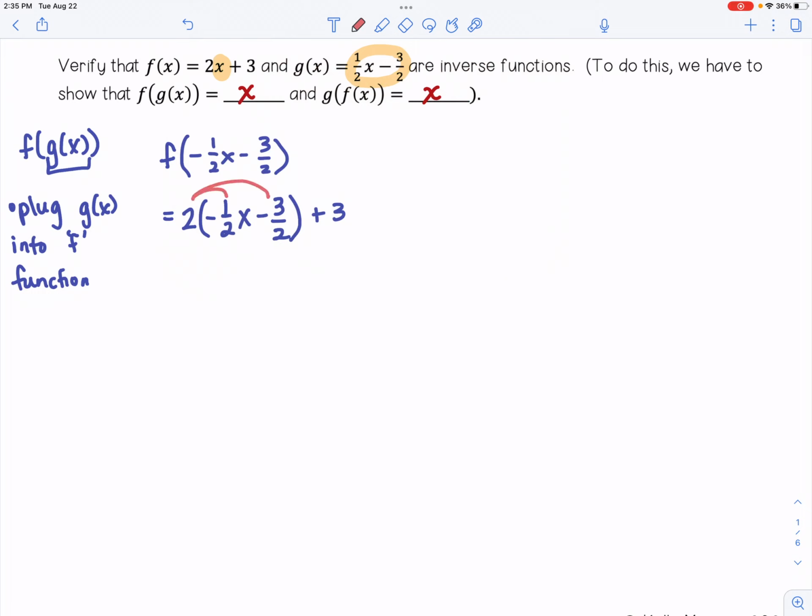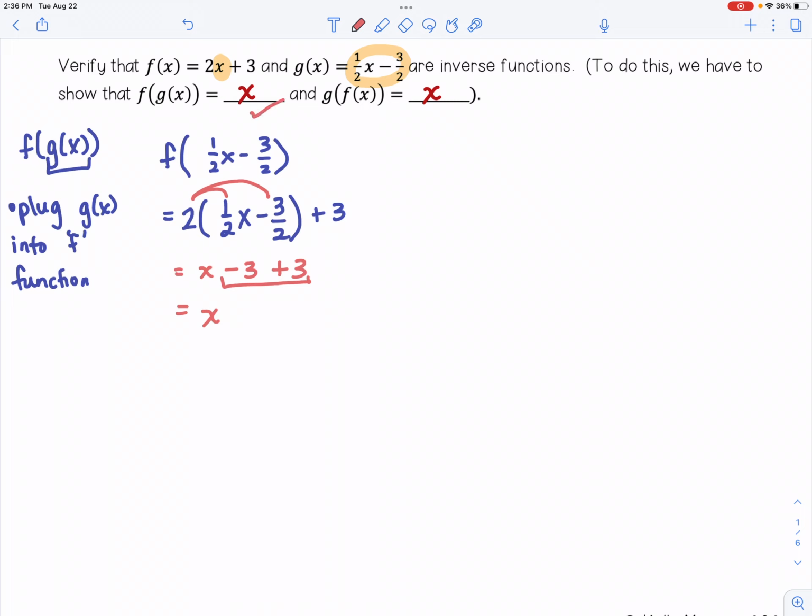So 2 times 1/2 x. I'm sorry, that should not be a negative. Sorry. 2 times 1/2 x is 1x. 2 times negative 3/2 is a negative 3. And then we have this plus 3 at the end. When we combine our like terms here, we're left with just x. So f of g of x equals x.